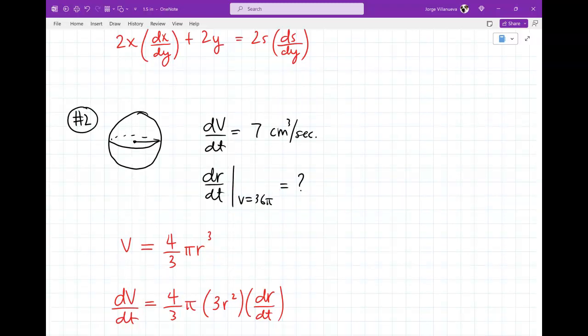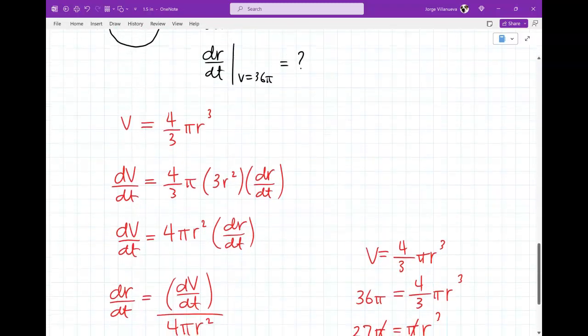How did you get 4 pi r squared? 4 pi, oh, this will cancel here.